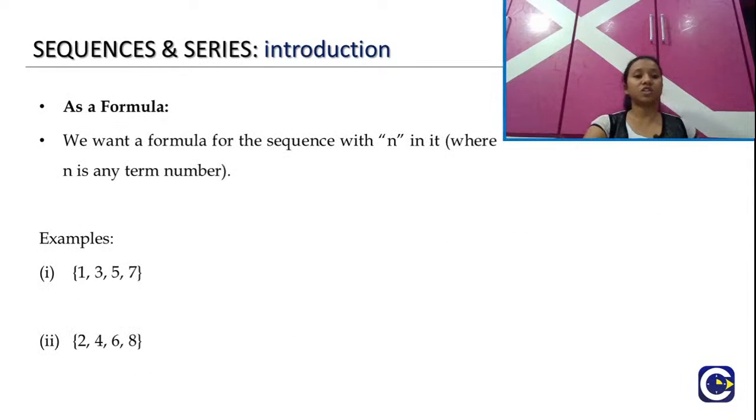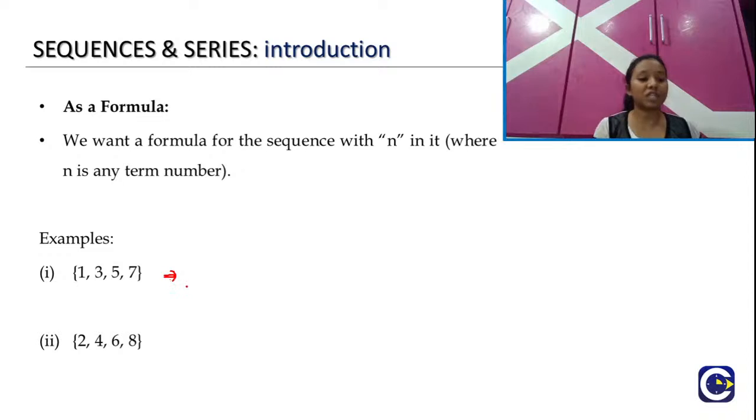Right. So now let's see the formula. If we know the rule, we can use it to formulate the formula for that sequence in terms of n, where n can be any natural number. Using the rule, we'll try to formulate a formula for the sequence in terms of natural numbers n. Let's see examples.